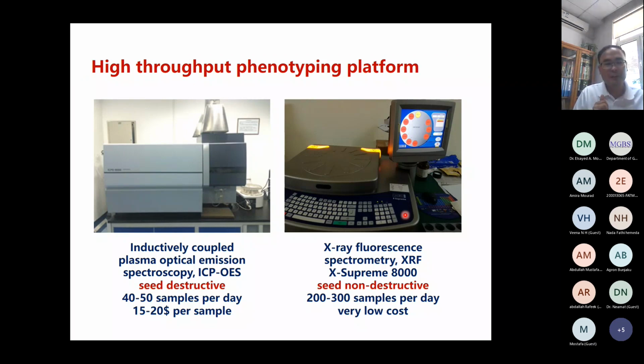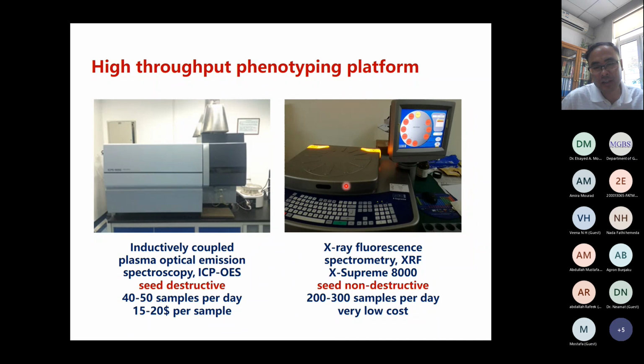The first issue that all HarvestPlus programs need to resolve is phenotyping. The classical phenotyping machine platform is on the left side. It uses ICP-OES. It is low throughput, 40 to 50 samples per day, and costs about $15 to $20 per sample. It is also seed destructive. You cannot use the seed anymore after testing.